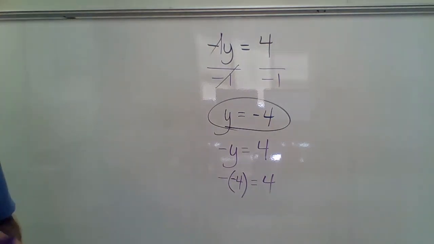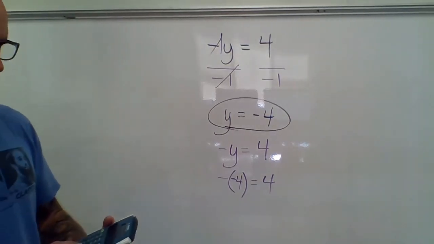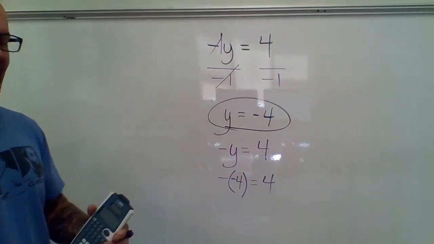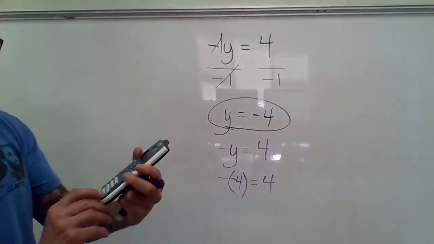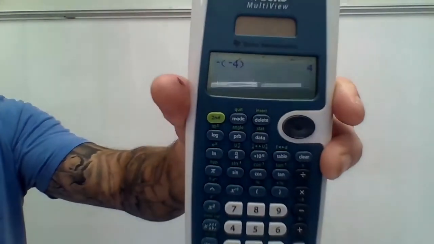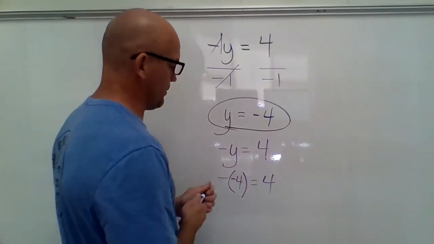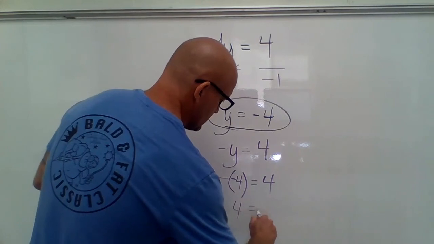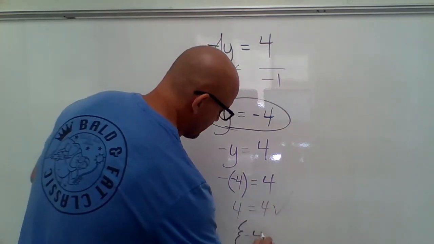Now, if you're looking at that going, whoa, what is that? Don't fear. Punch it into your calculator. I can punch that in exactly as I see it. I'm hoping we can see that. Yeah, and then I'm going to press enter. Guess what? I got 4. So that means it did work out. That is correct. So my solution is -4.